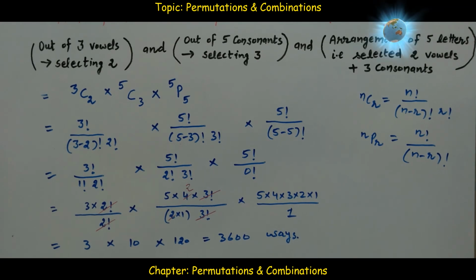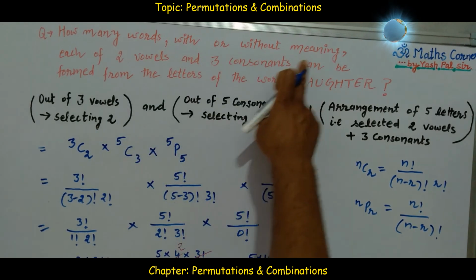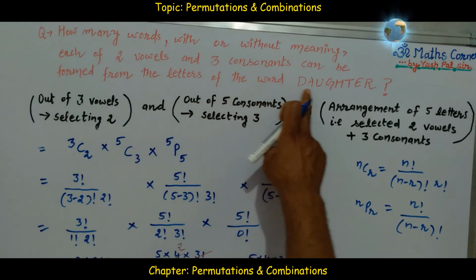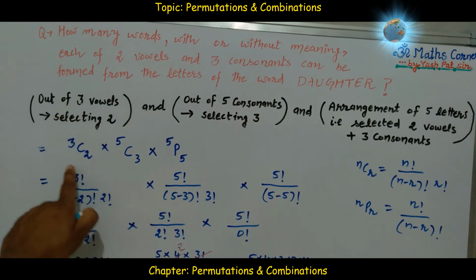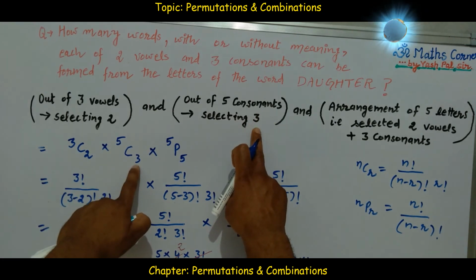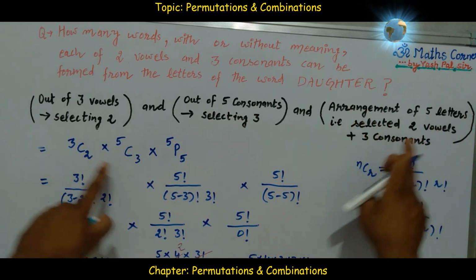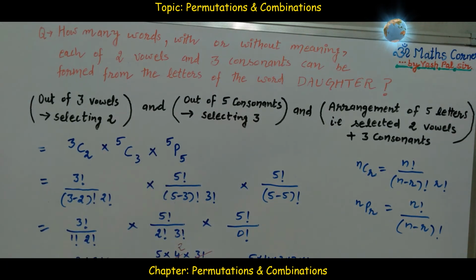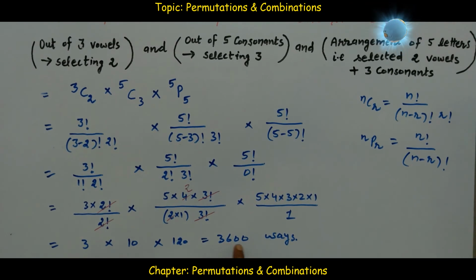So again, coming towards the question, what is the question? In how many ways can words, with or without meaning, each of 2 vowels and 3 consonants, be formed from the letters of the word daughter? So first thing what we did, out of 3 vowels we selected 2 vowels, writing this way. Out of 5 consonants we selected 3 consonants. Now we have selected 2 plus 3, 5 letters, so arrangement of these 5 letters using the formula of permutation, 5P5. Okay, now after calculating, the total final answer is 3600 ways.